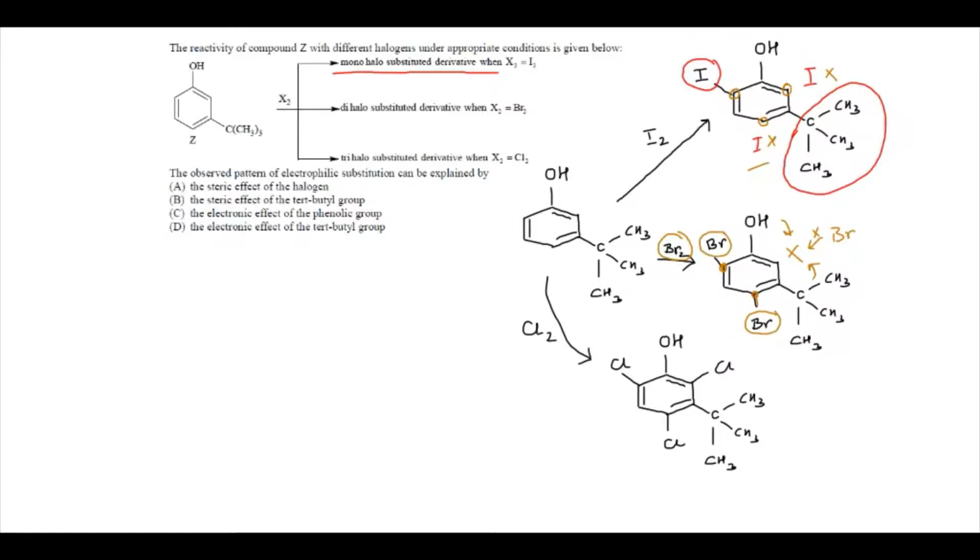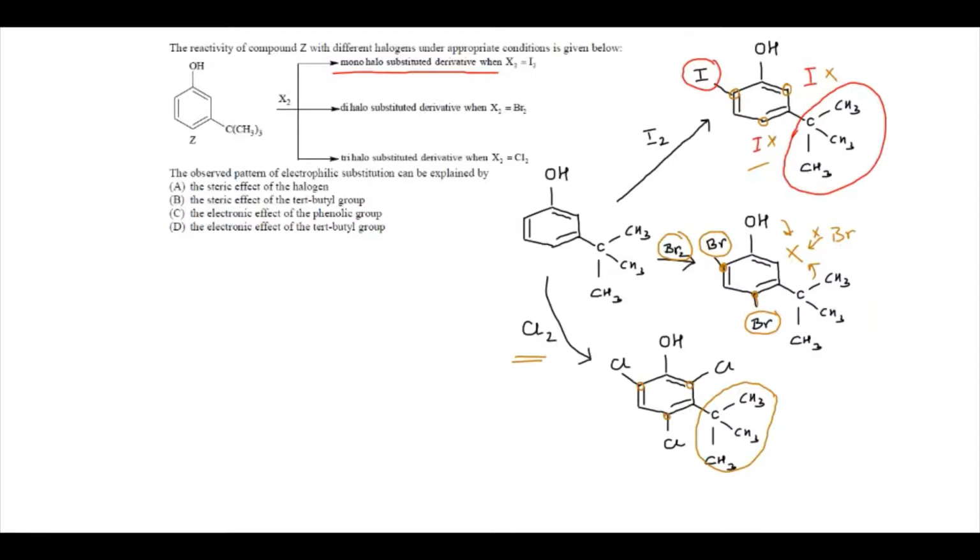where the bromine will choose the second ortho position, which is away from the tertiary butyl group, and the para position. In case of chlorination, chlorine is much smaller than bromine or iodine, so a trichloro product will form. So the chlorination will occur in both the ortho positions and the para position too, and the bulkiness of this tertiary butyl group will not affect the chlorination.